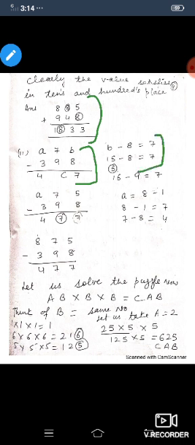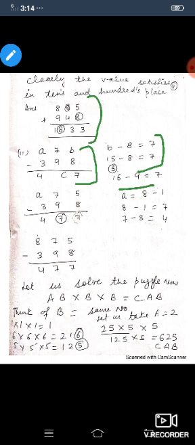So instead of B, I'll write 15. 15 minus 8 is equal to 7. But I cannot write B as 15. I'll just write 5, and since I have borrowed 1 from 7, so instead of 7 it will become 6, and I will write 16.